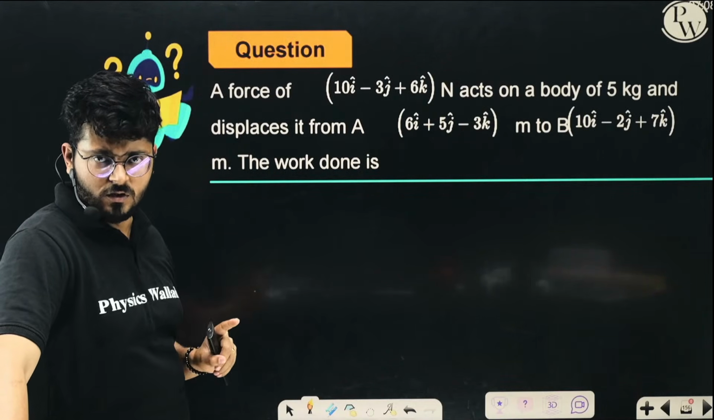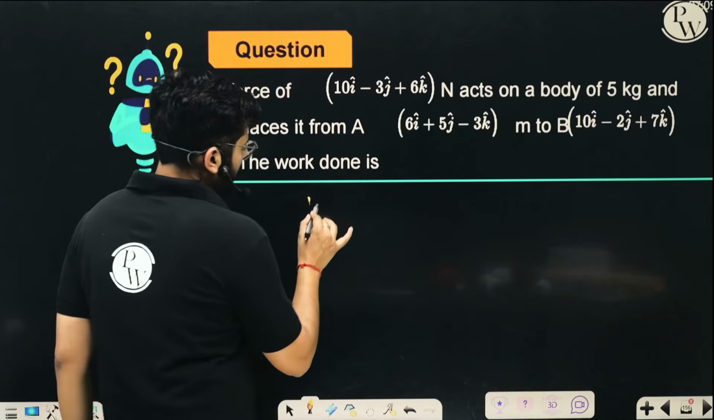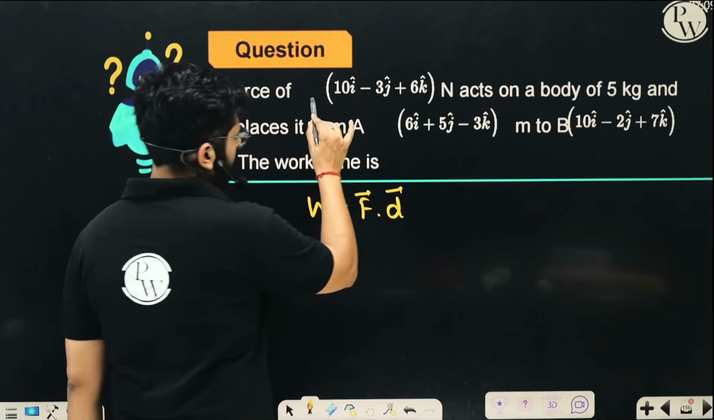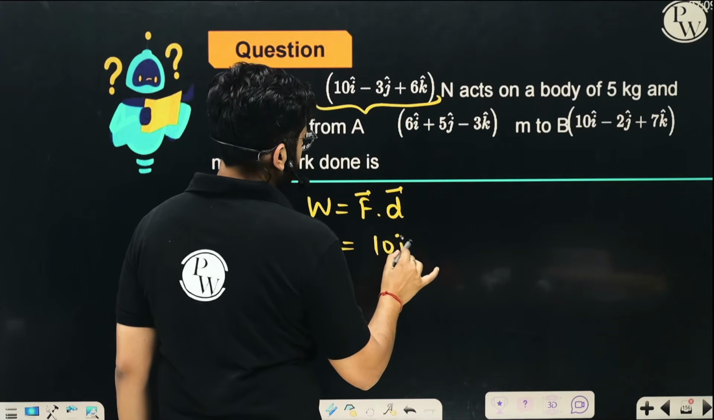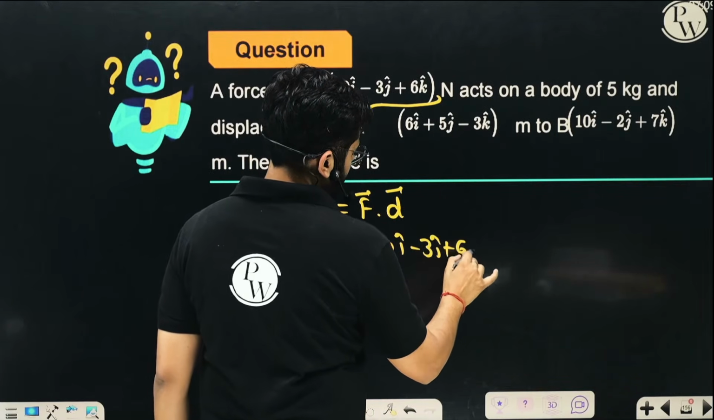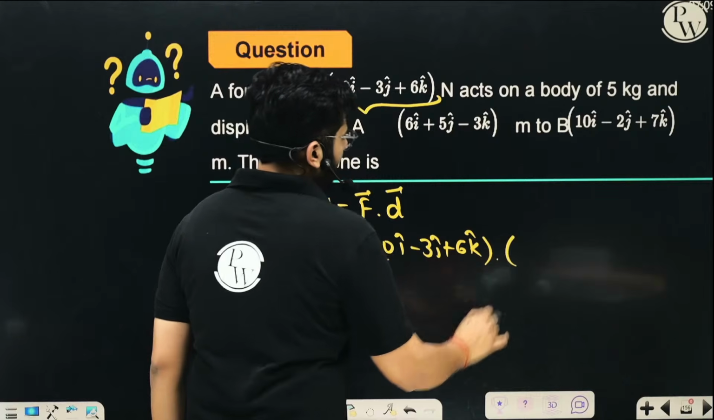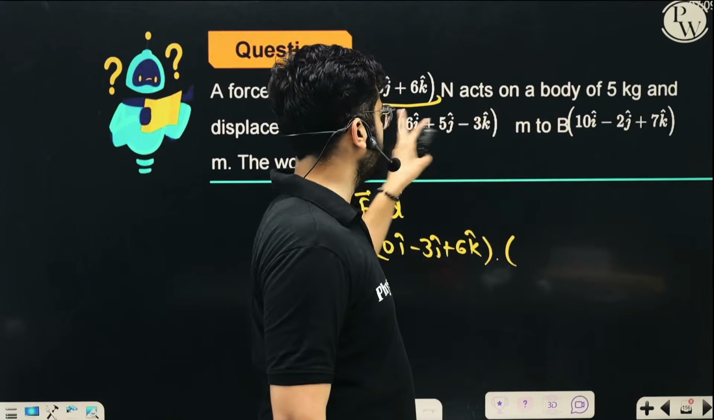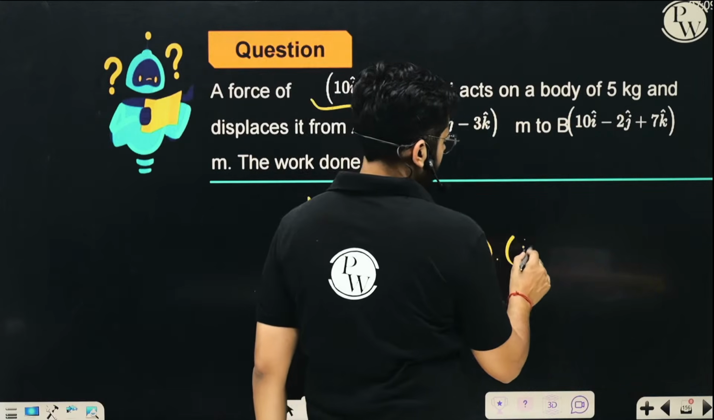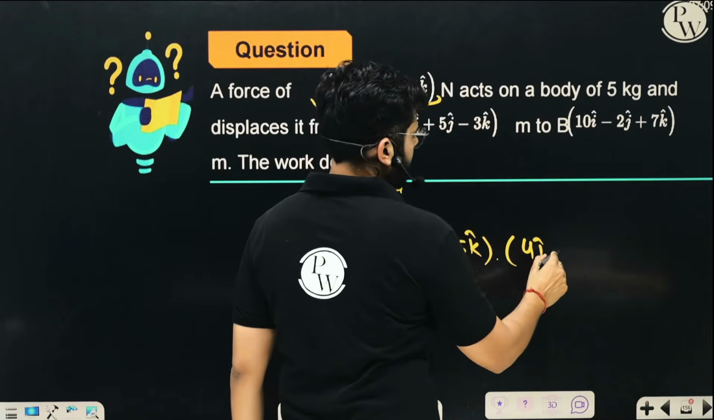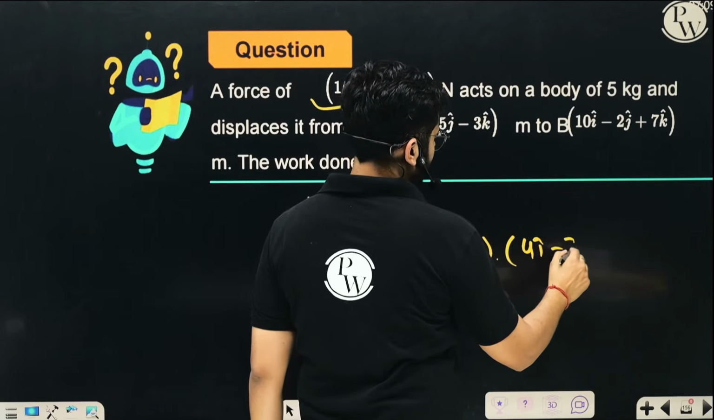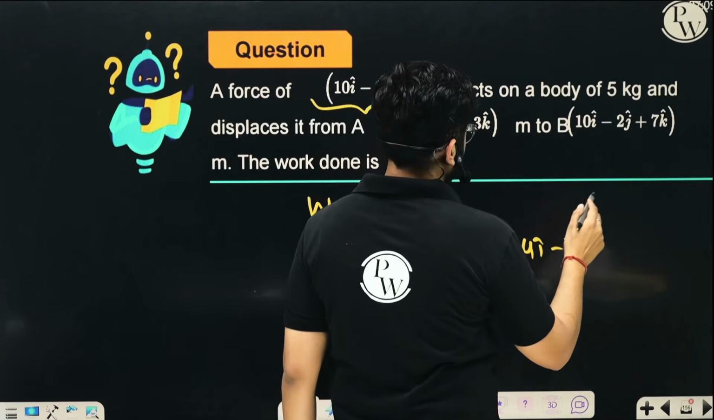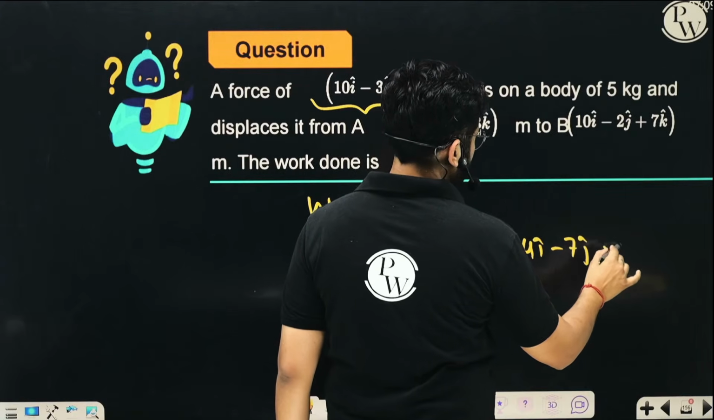Here we have a constant force, but the work done is the F vector dot the displacement vector. So what will be the force vector over here? The force vector is 10i, 3j and 6k. And the displacement vector: it is moving from A to B, so displacement will be the position vector of B minus the position vector of A. So 10i minus 6i is 4i. 2j minus 5j is minus 7j. 7k minus 3k, right, so it is plus 10k.